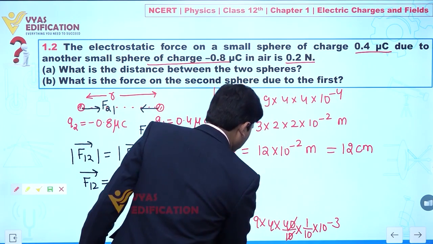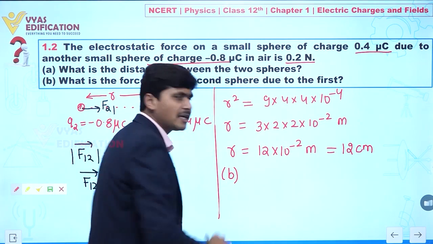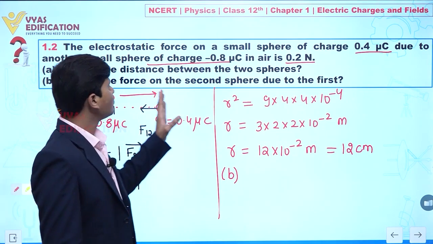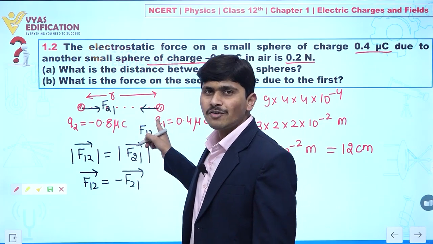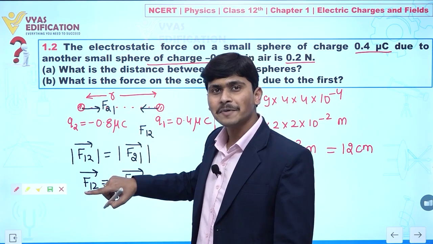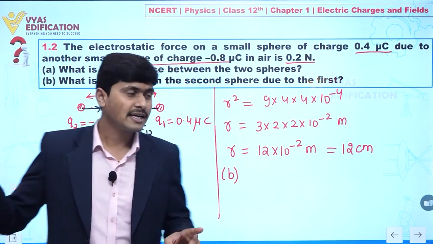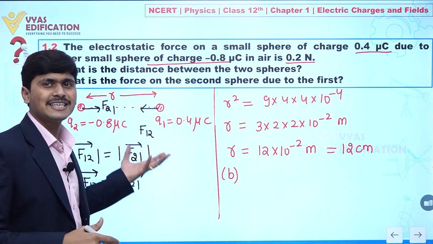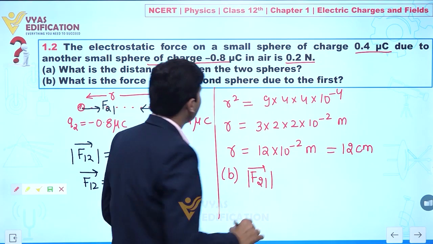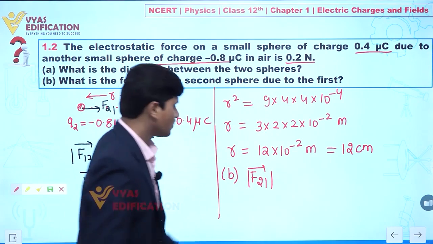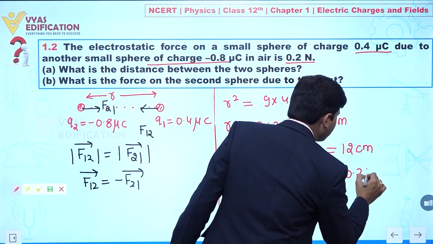Yes. Now if we concentrate on part B, it is given to you what is the force on the second sphere due to the first. Now you can see the force acting on 1 by 2 is the same in magnitude as the force acting on 2 by 1. Yes or no? So you can say it forms an action and reaction pair. So the magnitude of F21, the force acting on the second sphere due to the first, should be equal to F12, and the value is the same, 0.2 Newton.